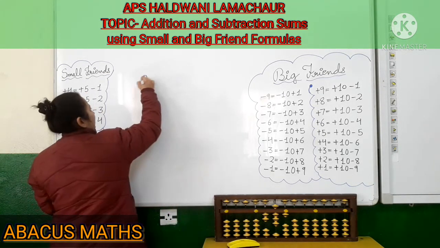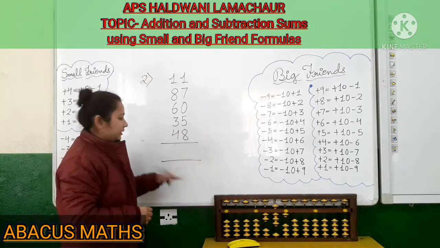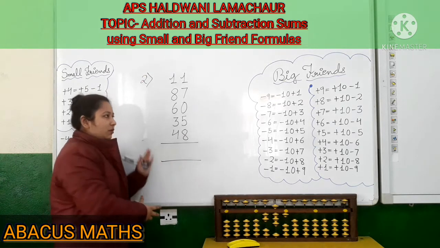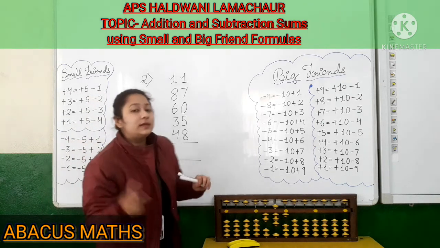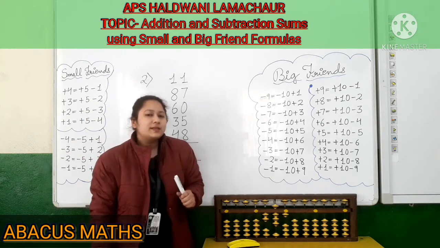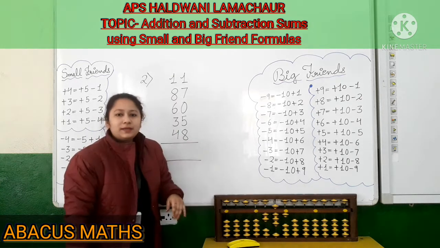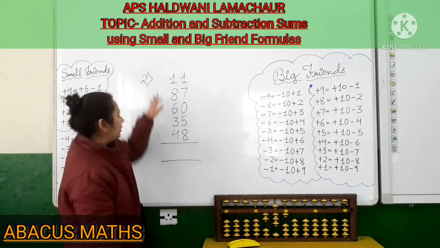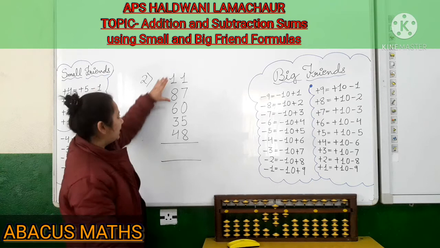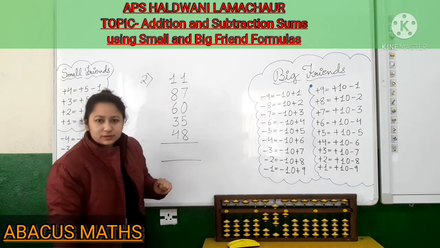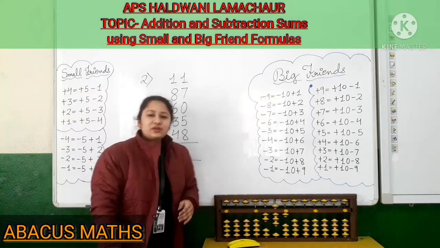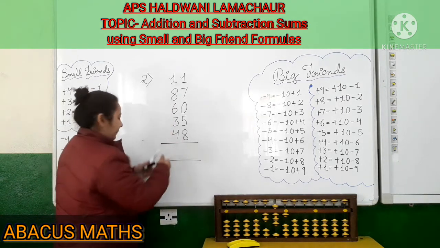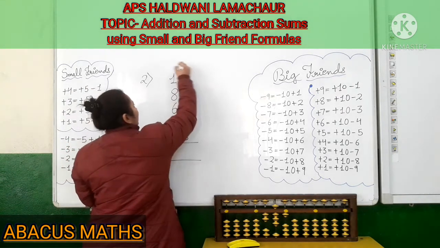Now the second sum. Now students, this is your second sum. See kids, these small and big friends and these addition and subtraction sums you have done in class 3rd and 4th also. Yes, I think you remember. But in class 3rd and 4th, the sums are not that lengthy, they are only of 4 rows. But here you can see that sums are lengthy and they are of 5 rows. So kids, let's start this sum. Now first of all, 1's rod, 10's rod.